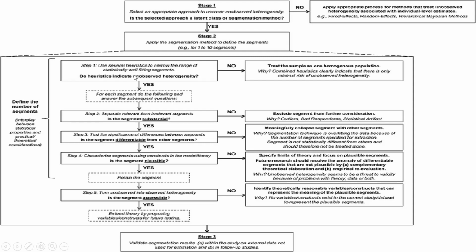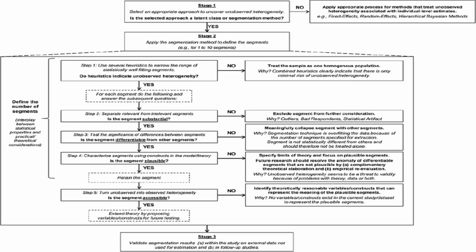Then comes step 1. Use several heuristics to narrow the range of statistically well-fitting segments. Now, what do I mean by heuristics? Heuristics means researcher's own decision. The researcher has to take a call on how many segments he will run the algorithm for. Researchers have to rely on heuristics to determine a well-fitting number of segments, as there is no exact statistical test to accomplish this task. This is according to McLachlan and Peel, 2000. So it's a researcher's decision to determine the well-fitting number of segments.